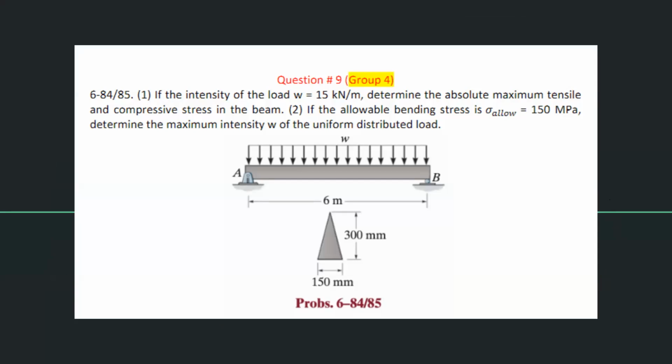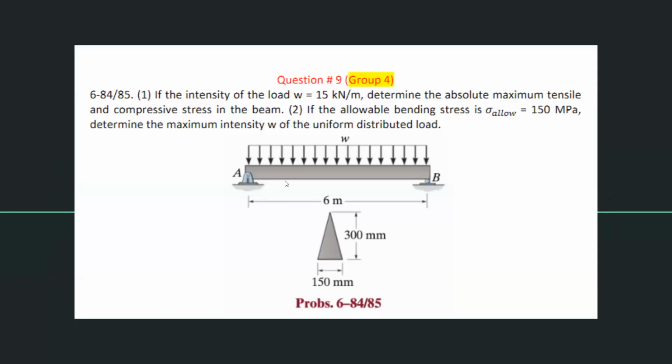The first part goes, if the intensity of the load W equals 15 kilonewtons per meter, determine the absolute maximum tensile and compressive stress in the beam. And then the second part is, if the allowable bending stress is 150 megapascals, determine the maximum intensity of W of the uniform distributed load.